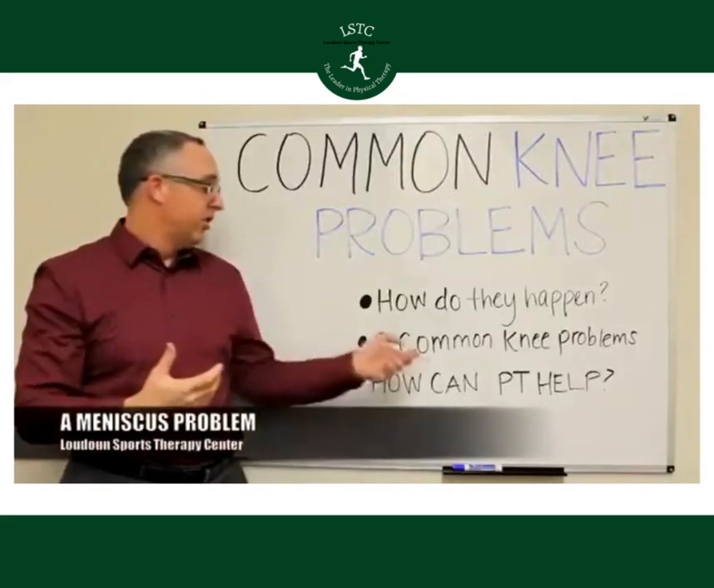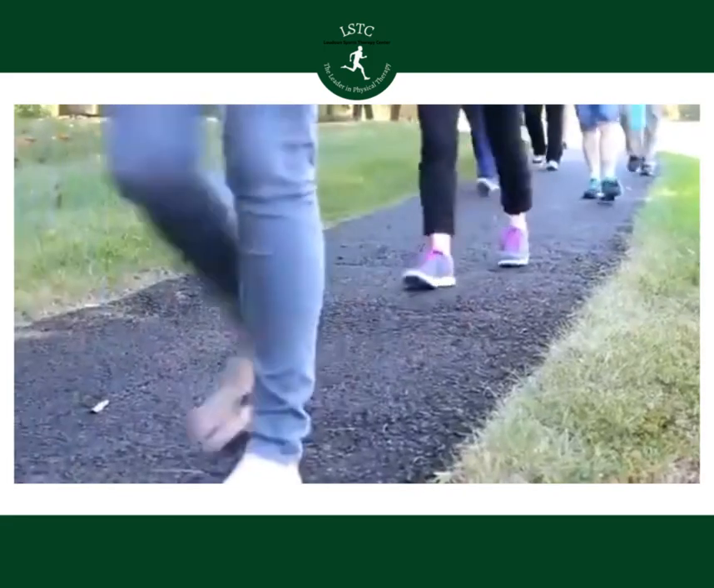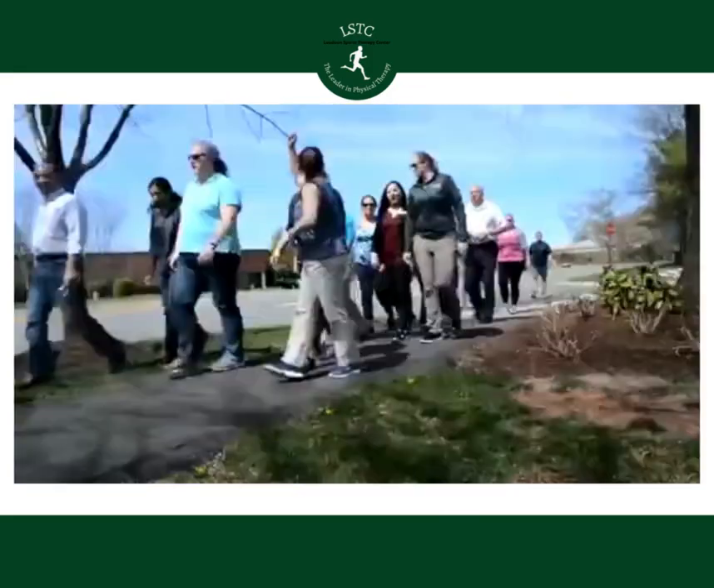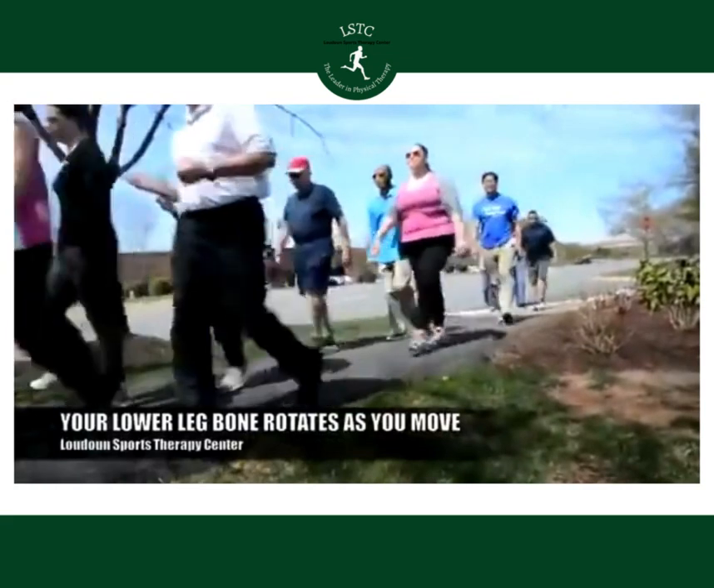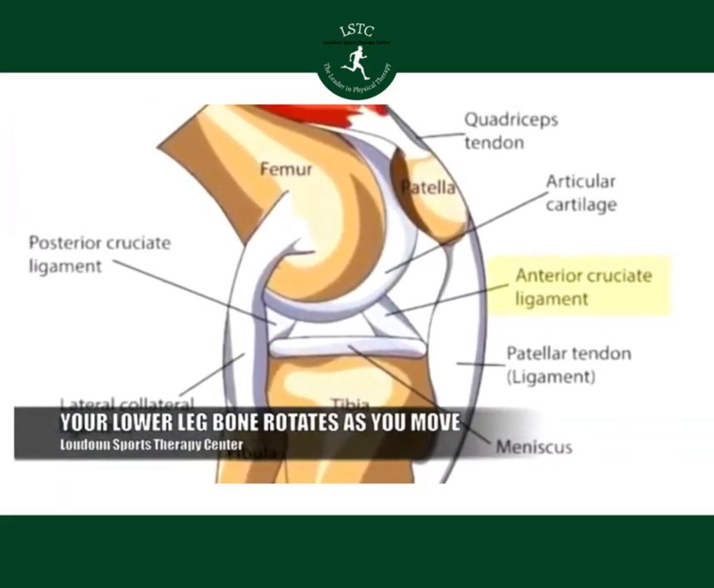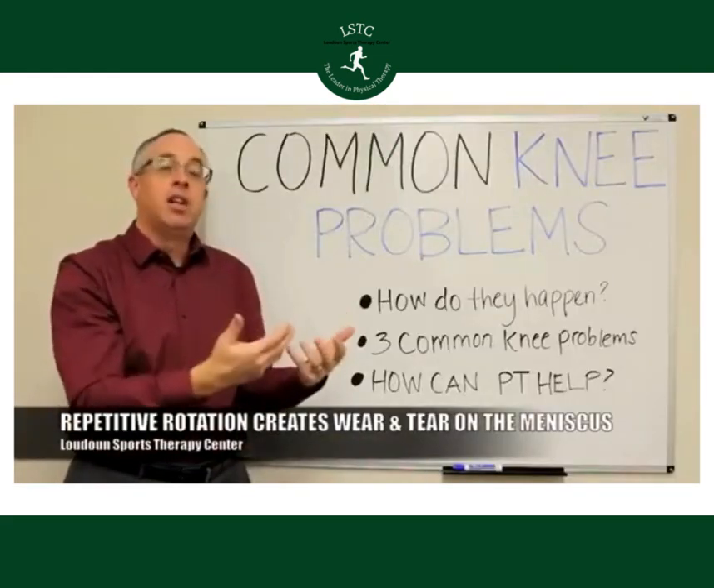A meniscus injury is the second common problem with a knee. As you are straightening your knee while walking, to put that foot out in front of you, there's actually about 7 or 8 degrees of rotation of your tibia, your lower leg bone, rotating at the same time that it's straightening. Well, that repetitive rotation starts to create wear and tear on the meniscus.